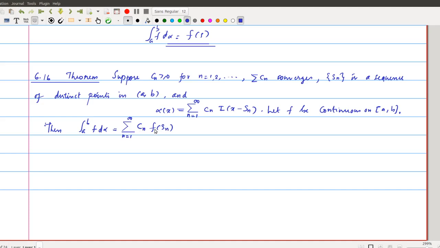Okay, so these are the functional values, the series of the functional values. So we find the value of this integral with this infinite series. Okay, so first of all, one thing we need to understand is what this alpha of x is.